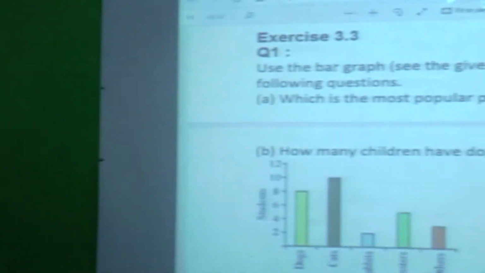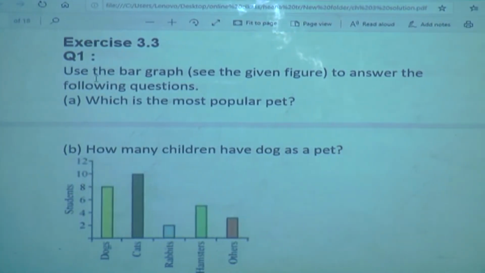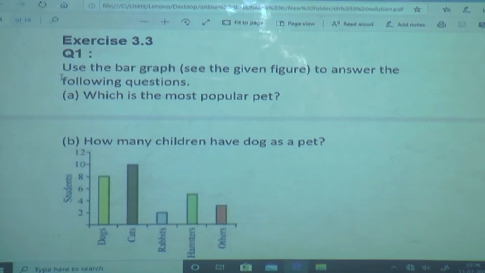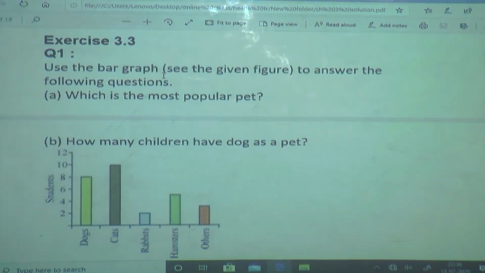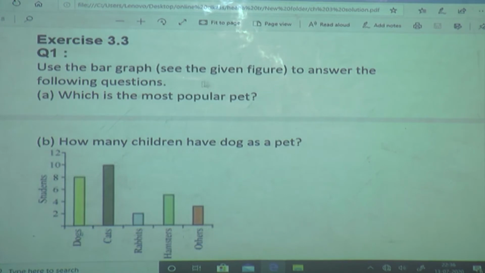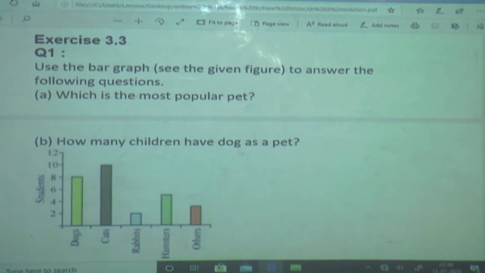We have some questions here. First we will try to solve them one by one, step by step. Use the bar graph. The bar graph is already given to us. See the graph given to us to answer the following questions. So now it will be easier. When you see the graph, you can answer the questions given to you.